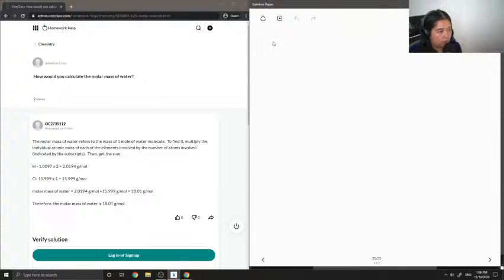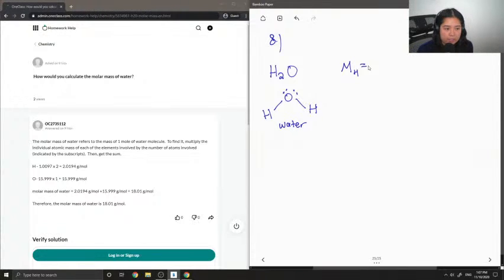Okay, so now let's move on to question number 8. How would you calculate the molar mass of water? Okay, so as we all know, the chemical formula for water is H2O. It contains an oxygen that is bonded to 2 hydrogens. So to calculate the molar mass of water, first I would need to get the molar mass of hydrogen and oxygen, which are found on the periodic table.